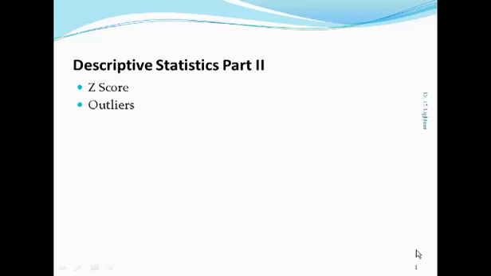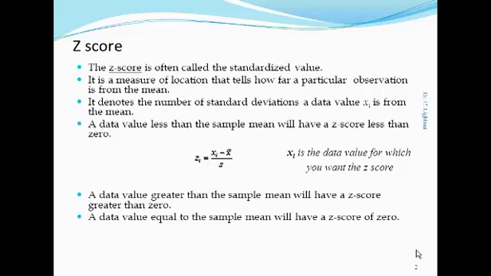In this section, we will discuss z-scores and outliers. A z-score is often called a standardized value. It's a measure of location that tells us how far a particular observation is away from the mean. Specifically, a z-score denotes the number of standard deviations a data value xi is away from the mean. Every value in a data set has a corresponding z-score.